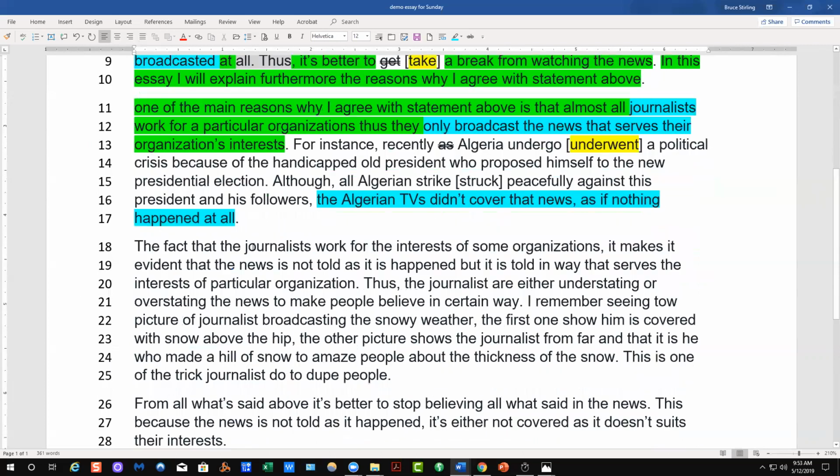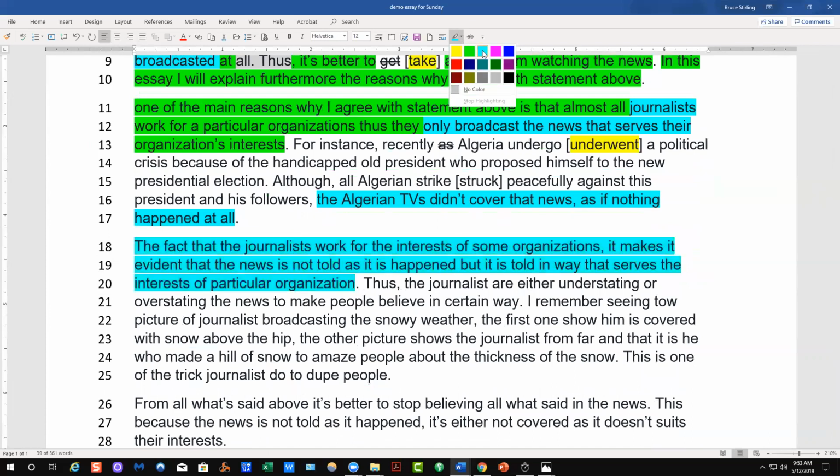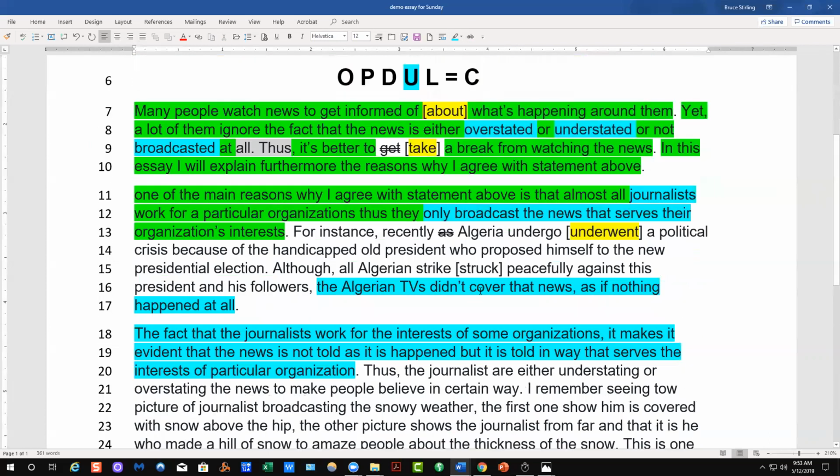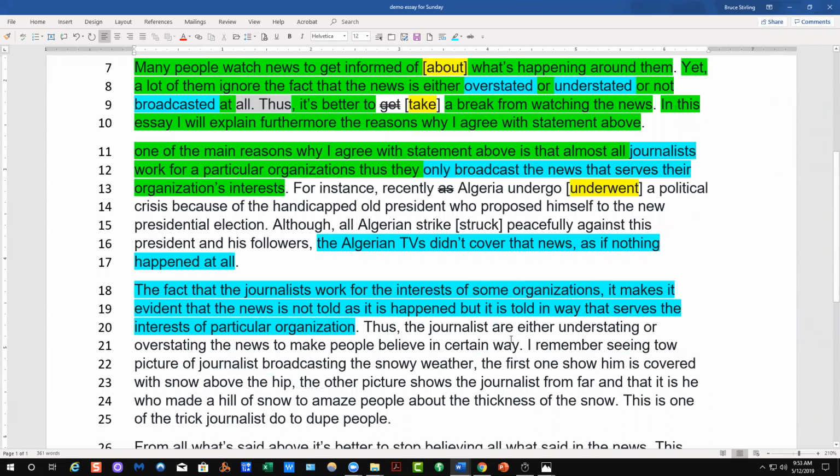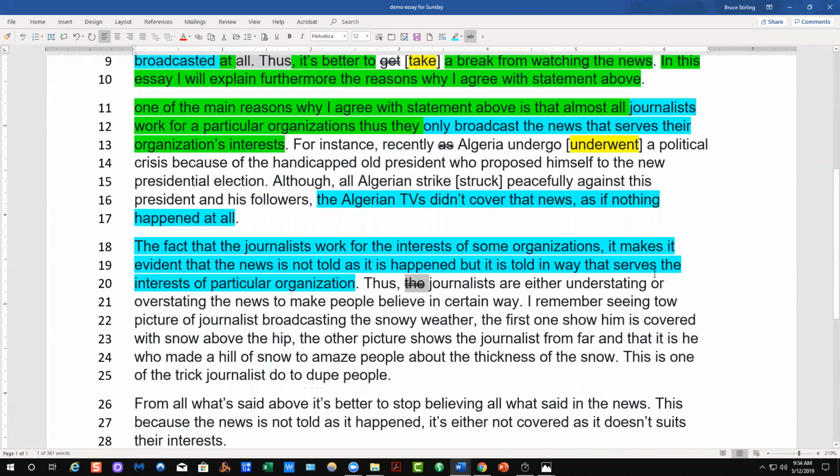The fact that the journalists work for the interests of some organization makes it evident that the news is not told as it has happened, but it is told in a way that serves the interests of that particular organization. Yeah, okay, interesting, but that's off topic. I'm still not sure about the idea of taking a break from negative news. Definitely off topic. Thus, the journalists are either understating or overstating the news.